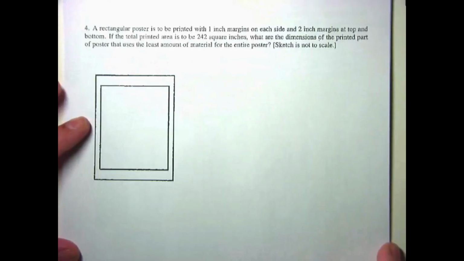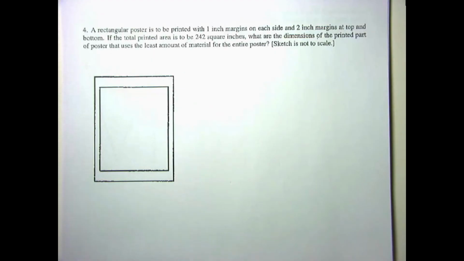All right, problem number 4 is not bad, if only for the reason that you guys have already worked this problem in class in your notes, right? It says that a rectangular poster is to be printed with 1-inch margins on each side and 2-inch margins at the top and bottom. The total printed area is to be 242 square inches. What are the dimensions of the printed part of the poster that uses the least amount of material for the entire poster? All right, so I remember I worked this out 2 ways.